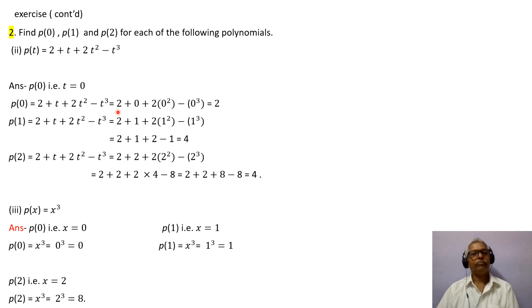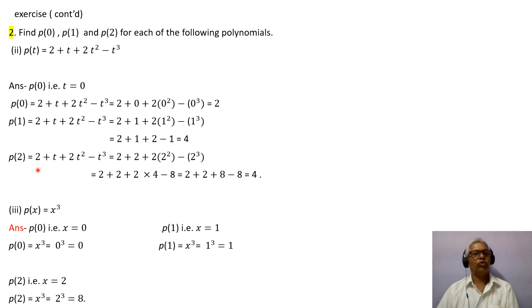So 2 plus 0 plus 2 into 0 square minus 0 cube, that is 2. Okay, p1, so substitute 1 in place of t, copied down here. 2 plus 1 plus 2 into 1 square minus 1 cube. If you solve this, you get 2 plus 1 plus 2 minus 1 is 4. This 1 cancels, you get 4.